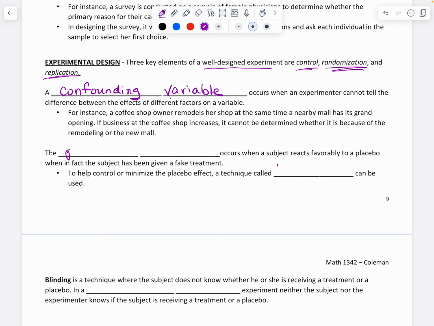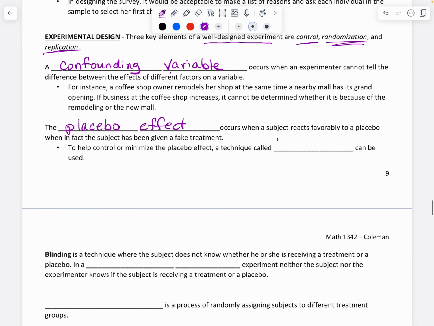Right. The second one then, of course, is the placebo effect. And we talked about giving a placebo, so what is the placebo effect? Well, this occurs when a subject reacts favorably to a placebo when in fact the subject has been given the fake treatment. That can happen. So they're given the placebo, but instead they act as if they weren't given the placebo.